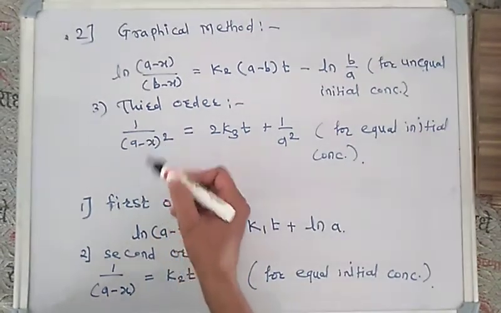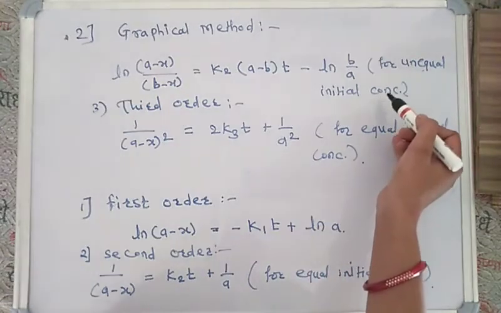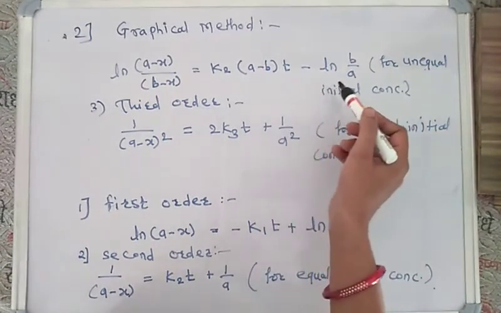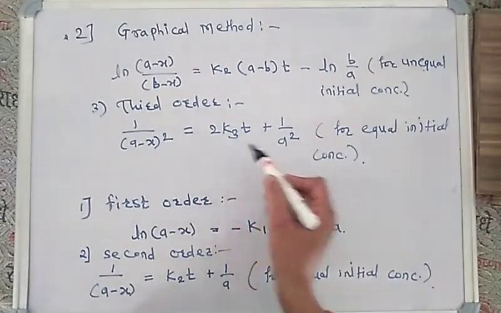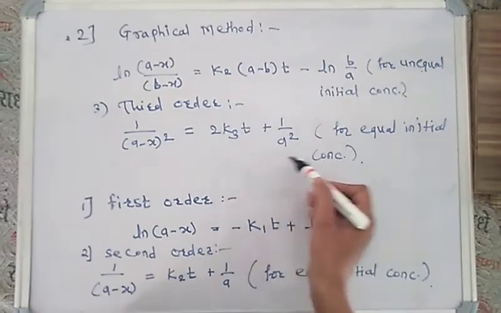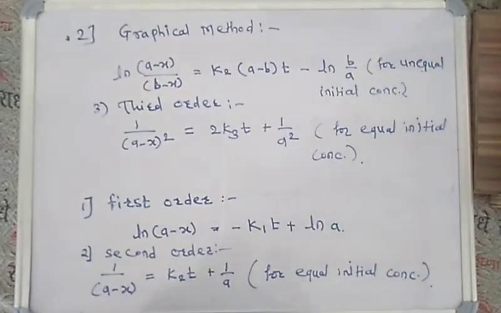Means we considered in the second order equal initial concentration and unequal initial concentration. For equal initial concentration, we considered that two equal reactants are present. For unequal initial concentration, we considered that two unequal reactant molecules are present. In the third order, we also see the equal initial concentration, that is, the three reactant molecules are the same. By using these expressions, if we plot the graph of this, we get straight line graphs.